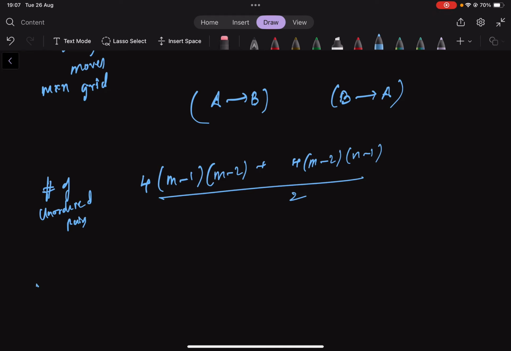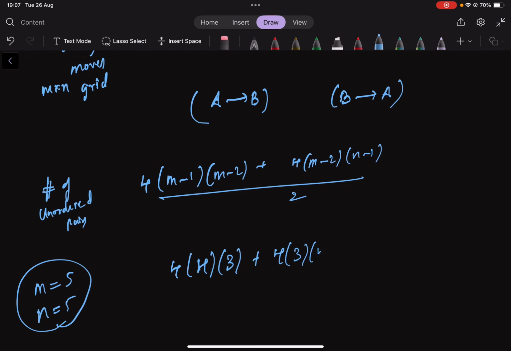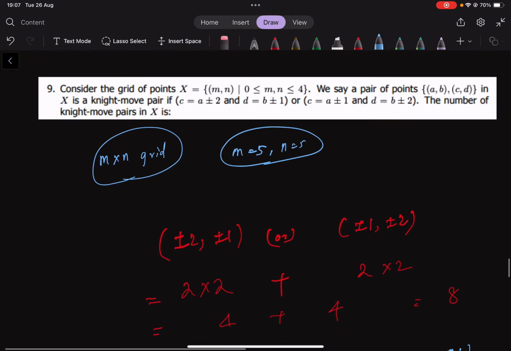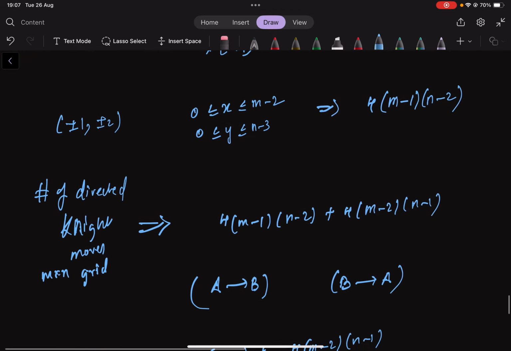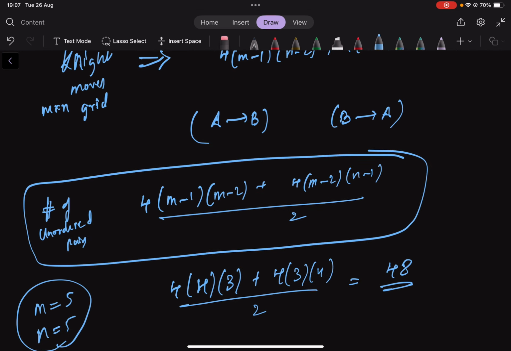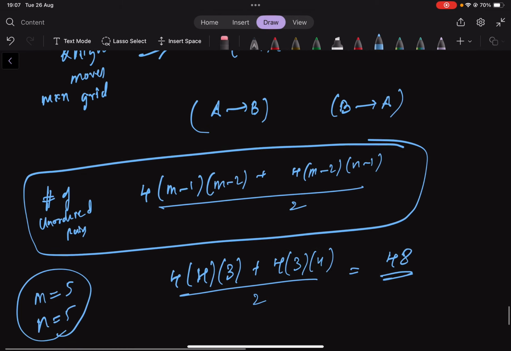So here our grid has m equals 5 and n equals 5 in our question. So 4 times 4 times 3 plus 4 times 3 times 4, whole divided by 2. That is 48 plus 48 by 2, which is 48. So there will be 48 knight moves in a 5 cross 5 grid. I have also derived the generalized formula here, which you can use for any future questions. So that's it for this video. I'll stop it here and we'll meet in the next video.